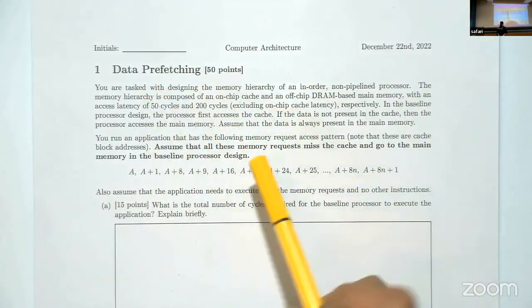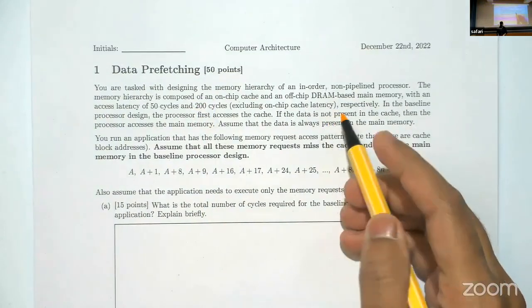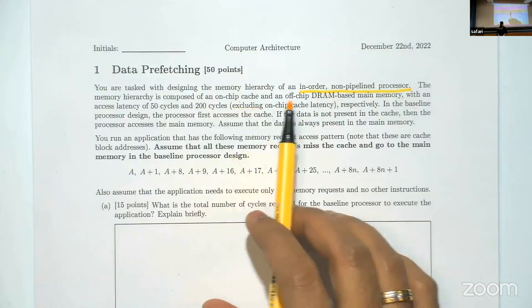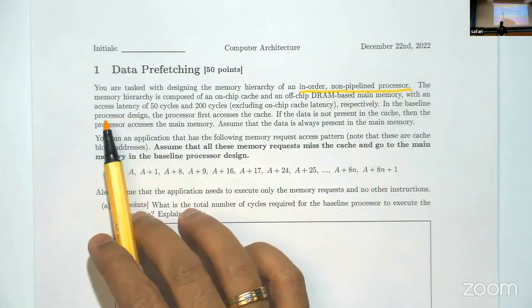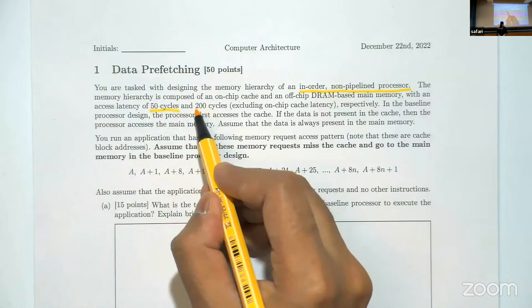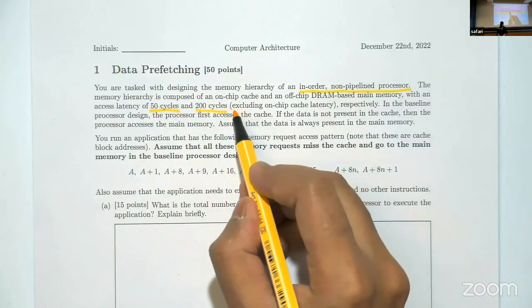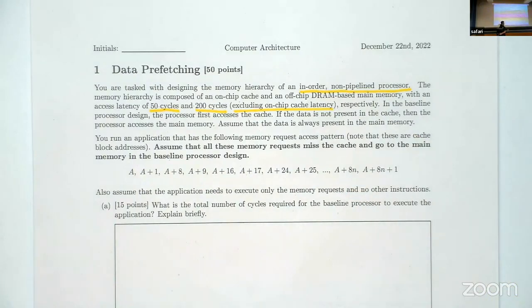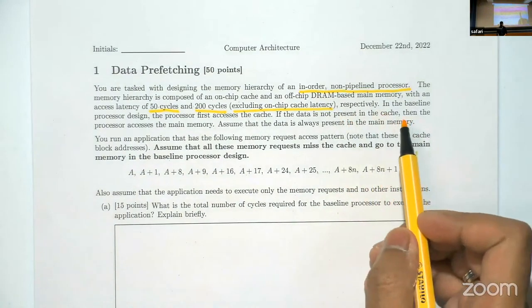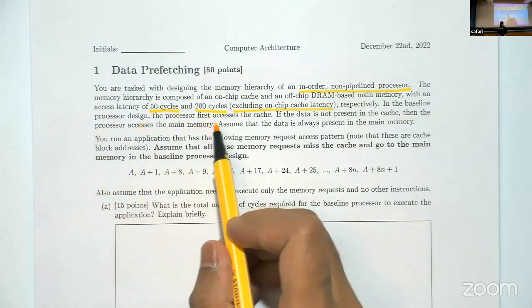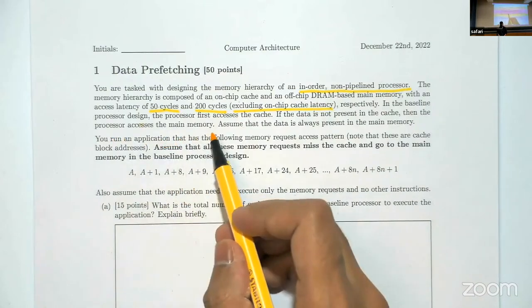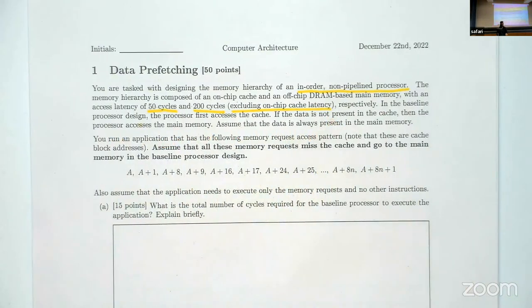You are tasked with designing the memory hierarchy of an in-order non-pipelined processor. The memory hierarchy is composed of an on-chip cache and an off-chip DRAM-based main memory with access latencies of 50 cycles and 200 cycles respectively. Note that 200 cycles is just for accessing the DRAM, excluding the on-chip cache access latency. In the baseline processor design, the processor first accesses the cache. If the data is not present in the cache, then the processor accesses the main memory, and assume that the data is always present in the main memory for the course of this question.